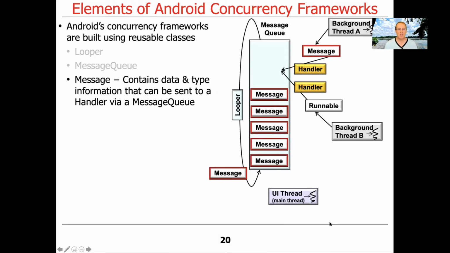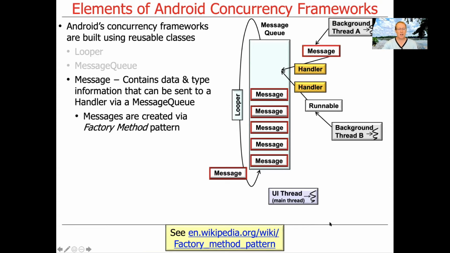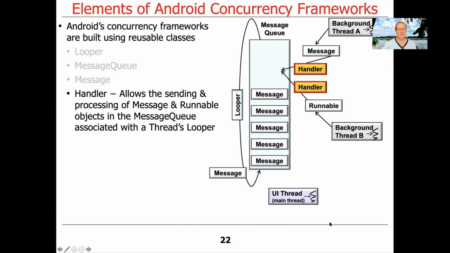Then there's something called a Message, and that's, surprise, surprise, what gets put into a message queue. The message contains data and type information that can be sent to something called a Handler via a message queue. You can read about messages here. Messages are created using the factory method pattern, which is one of those good old Gang of Four patterns, arguably one of the most common Gang of Four design patterns used. It basically allows the separation of creating a message from its use. So factories are always about hiding the implementation details.